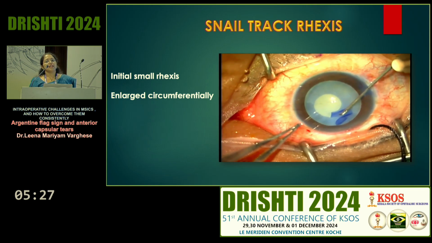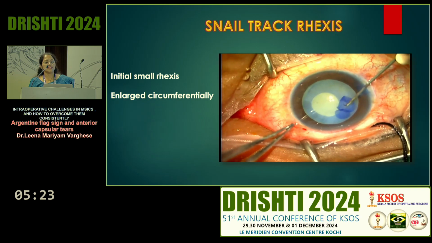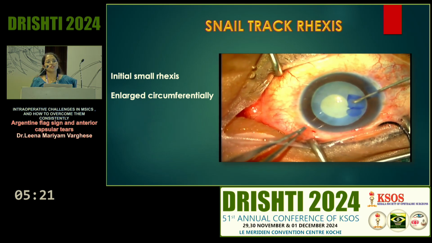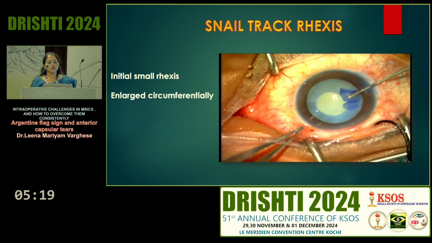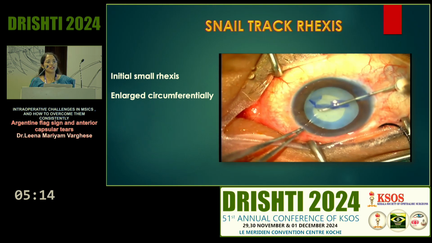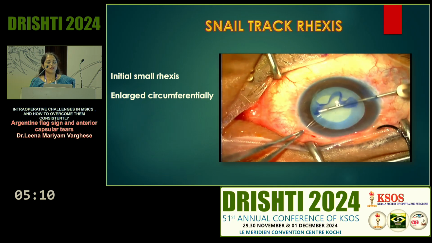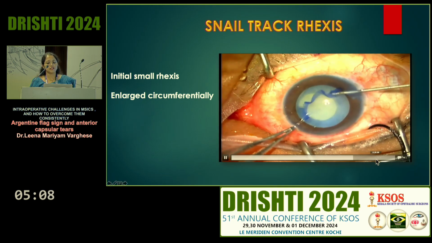Next is a snail track rhexis. Here you make a small rhexis, form the anterior chamber with viscoelastic, go around and enlarge circumferentially in small widths. The only thing you have to be careful in this is the flap of the rhexis that you have cut will actually be elongated. Make sure it doesn't come out to the side port. You can actually cut it, shorten the flap, and then continue with your rhexis and make it an adequate sized one.